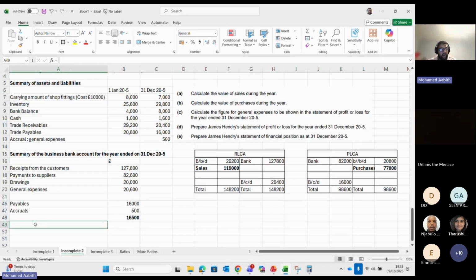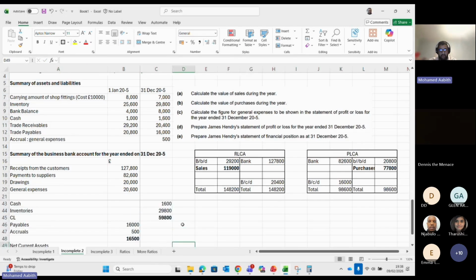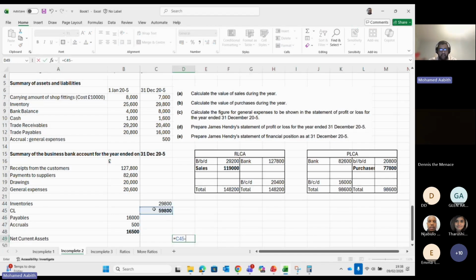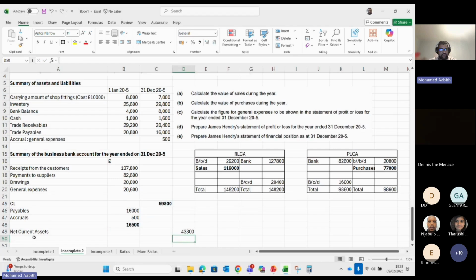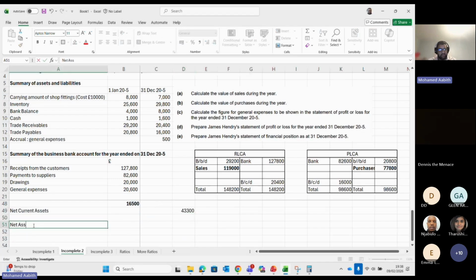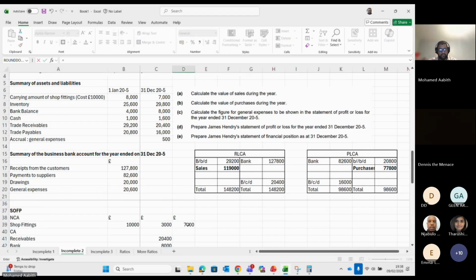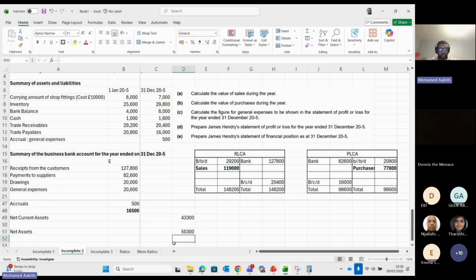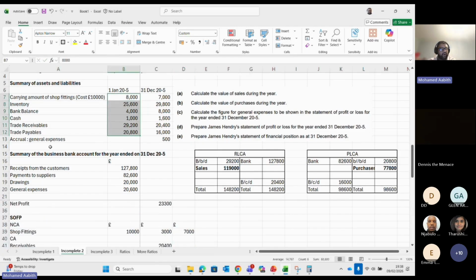Okay, so here, net current assets. Net current assets are going to be this number here, which is equal to that minus that figure. And net assets is equal to that plus that. So let's prove it again. With this information, I'll also be able to find out what my capital is.